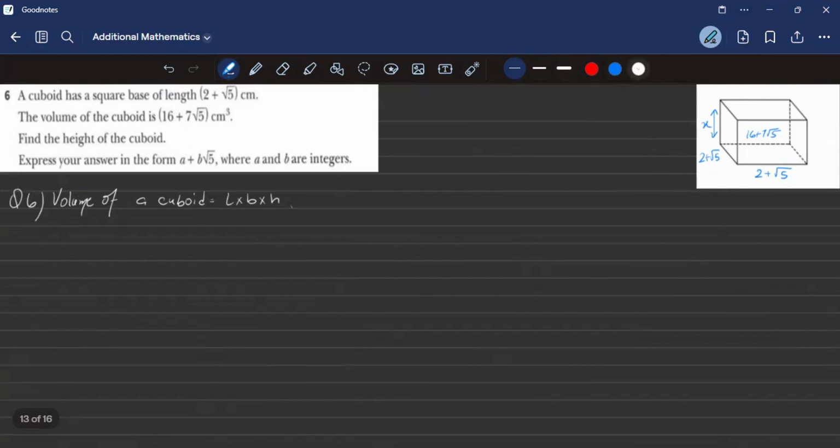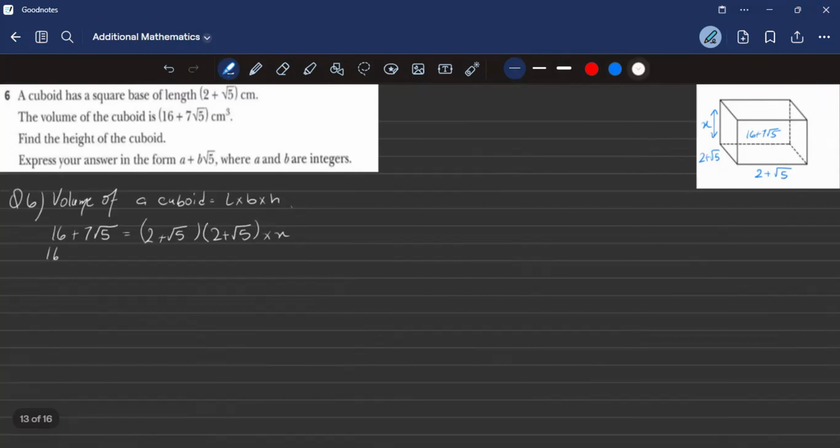Right now, we know all of these values, in which height is equal to x. So we have the volume of the cuboid, 16 plus 7 under root 5, is equal to what is the length? It's equal to 2 plus under root 5. What is the breadth? It's equal to 2 plus under root 5 again, because these two values are actually equal. And why is that? Because that's a square base. So 2 plus under root 5 multiplied by 2 plus under root 5 multiplied by x.